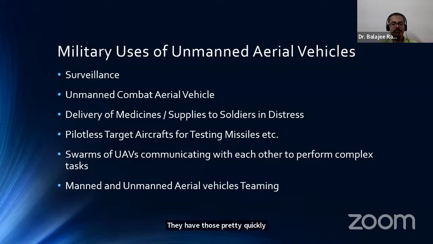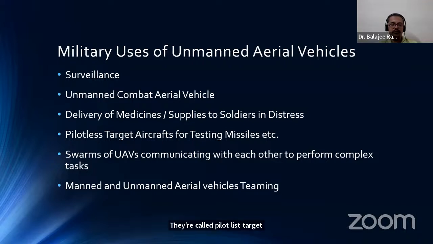Then PTA means pilotless target aircrafts for testing missiles. You want to test whether the missile is targeting the aircraft properly. You need to have some aircraft flying in the first place. And for these, unmanned aerial vehicles are very suitable. They are called pilotless target aircrafts.